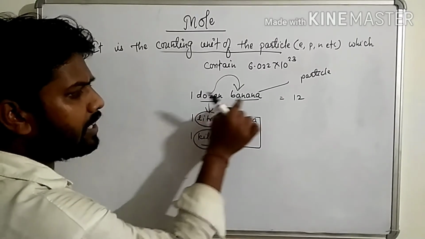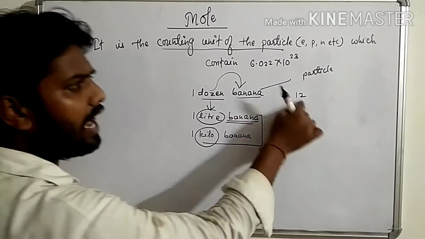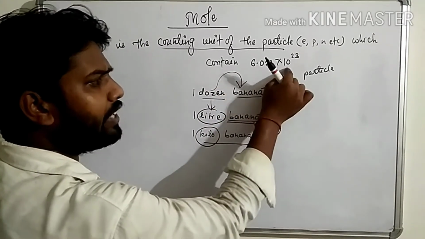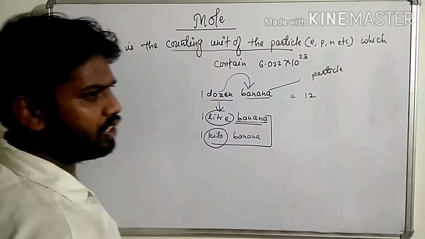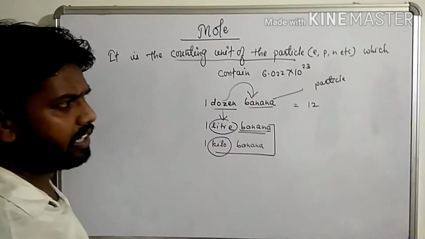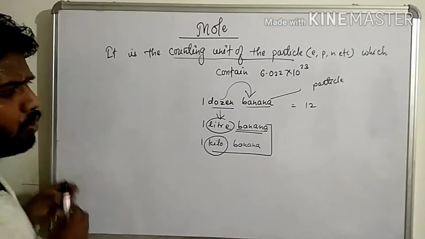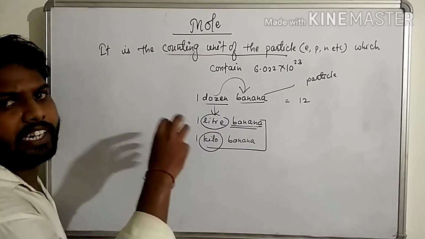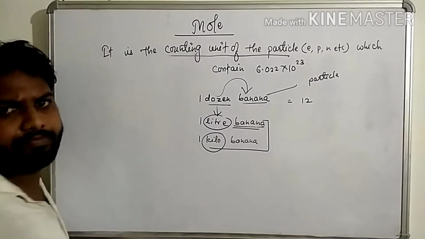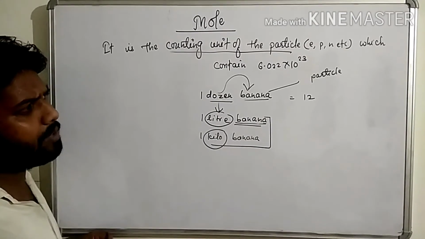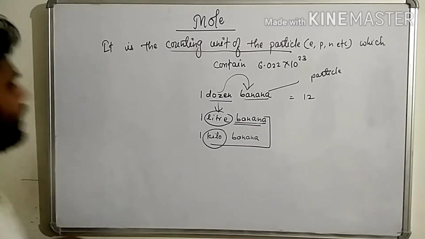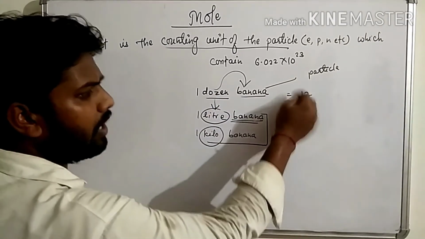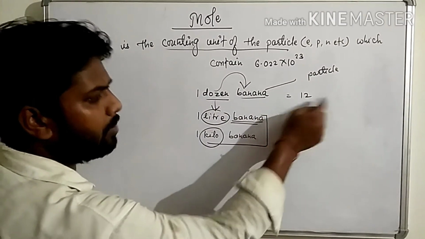And one dozen bananas contains 12 bananas, and each particle contains 6.022 × 10^23. Clear, children? So we can understand the mole clearly with the help of this example. Now children, one dozen bananas contains 12 bananas.